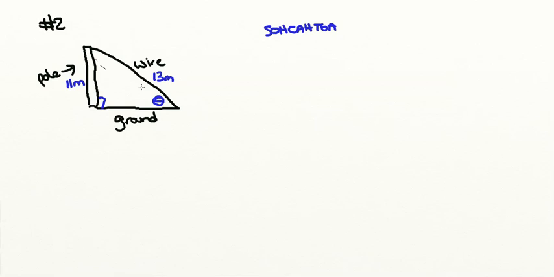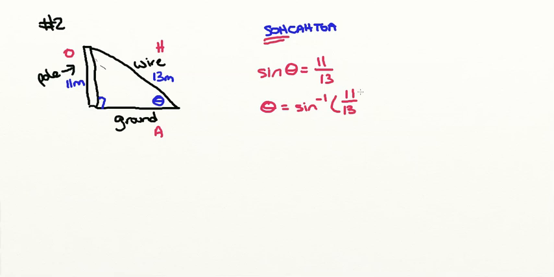We need to label our triangle. The wire is our hypotenuse. Opposite the angle is opposite. Next to the angle is adjacent. We have O and H, which is sine. So sine theta equals opposite over hypotenuse. We need to take the inverse of sine to solve for theta. So theta equals sine inverse of 11 over 13. Here's our calculator. Answer is supposed to be to the nearest degree, so it is 58 degrees.